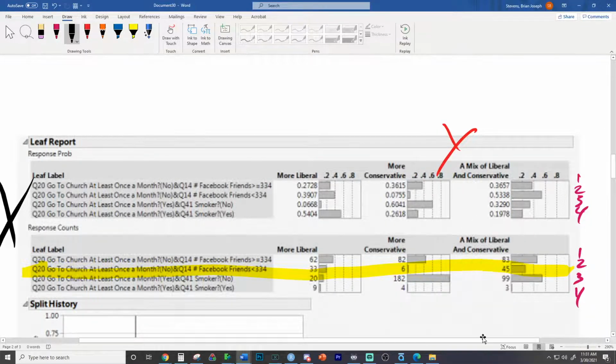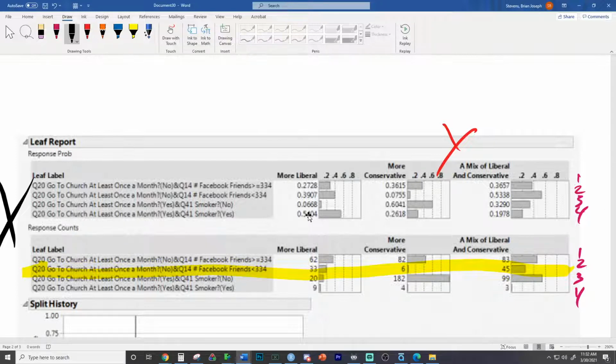Which leaf right here in this output, look at this right here, which leaf is more likely to be conservative? Leaf 1, leaf 2, leaf 3, or leaf 4? Which leaf out of all of these has the highest probability of being conservative?